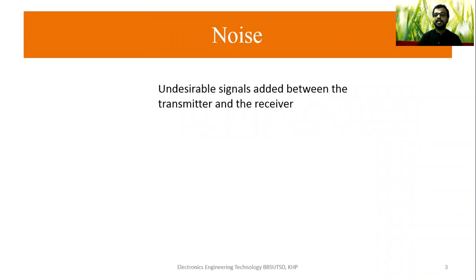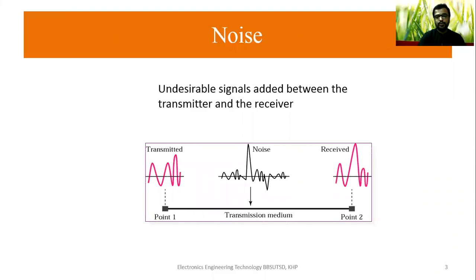When we transmit our signal from one point to another, between the transmitter and receiver there is the addition of a signal. That signal is undesirable. This one is our transmitted signal, and this one is our received signal. There is the addition of a little bit of an undesirable signal, and that is known as noise. We have different types of noise.